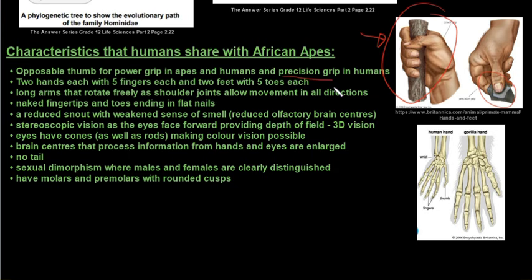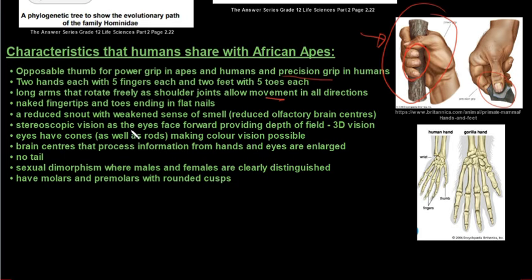Now, we both have 2 hands, each with 5 fingers, and 2 feet with 5 toes each. Then we have long arms that rotate freely at the shoulder joints that allow movements in all directions. You won't find that in a dog, for example. Then we have naked fingertips ending in flat nails. We have a reduced snout with a weakened sense of smell. So that means we have a reduced olfactory center.